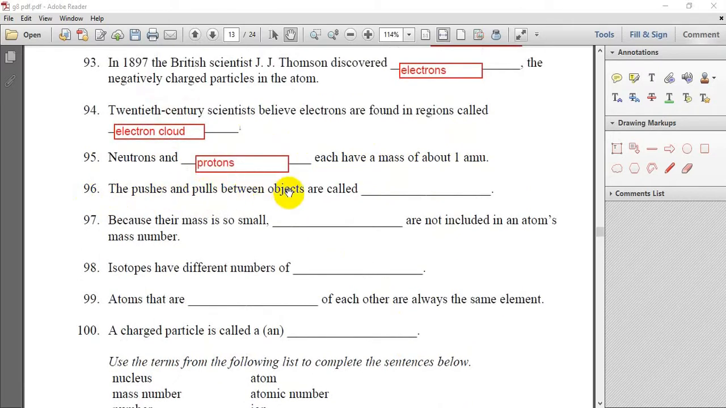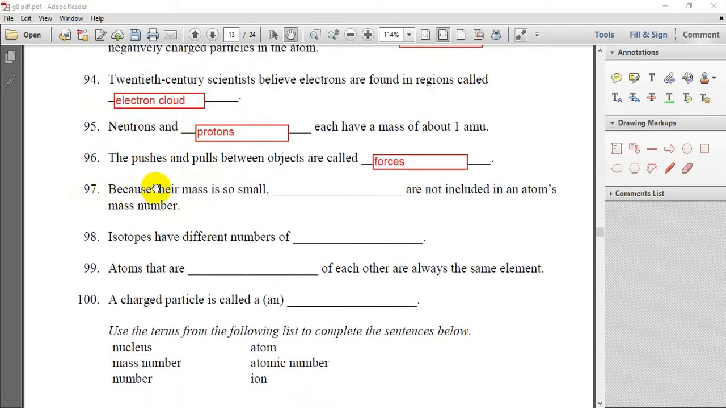Anything that pushes or pulls is a kind of force. So, forces. Question 97: because their mass is so small, what is not included in the mass number of atoms? The only thing that we don't include in the mass number is the mass of the electrons, because it's very small.